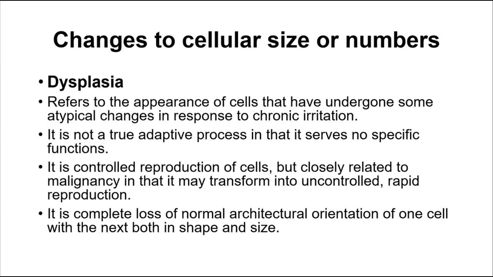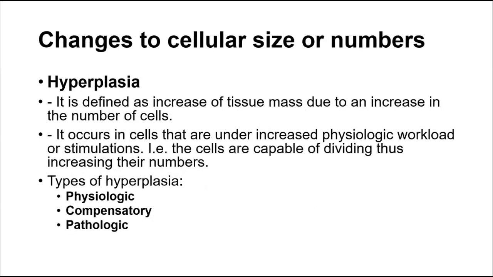The next one is hyperplasia. So this is what I mentioned before. Hyperplasia is defined as an increase in tissue mass due to an increase in cell number under increased physiologic workload or stimulation. For example, the cells are capable of dividing, thus increasing in number. And then there are types of hyperplasia: physiologic, compensatory, and pathologic hyperplasia.